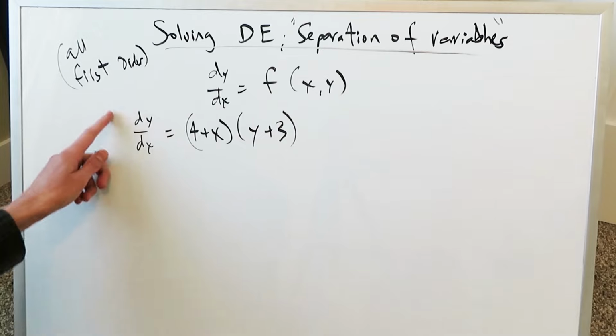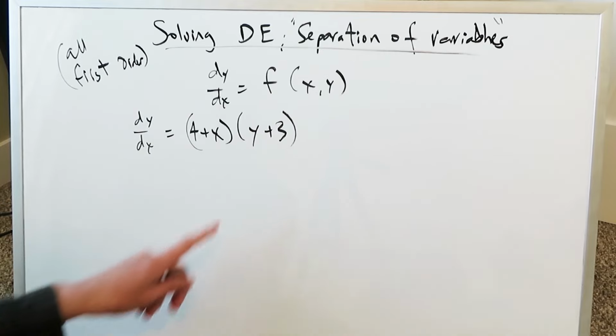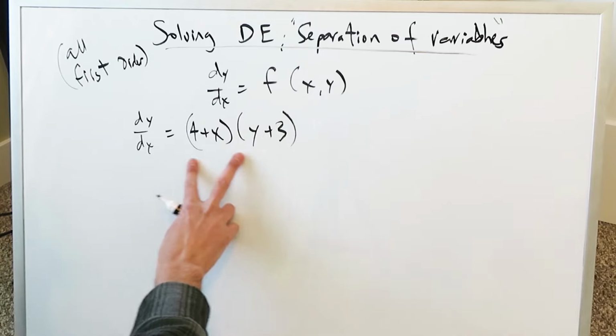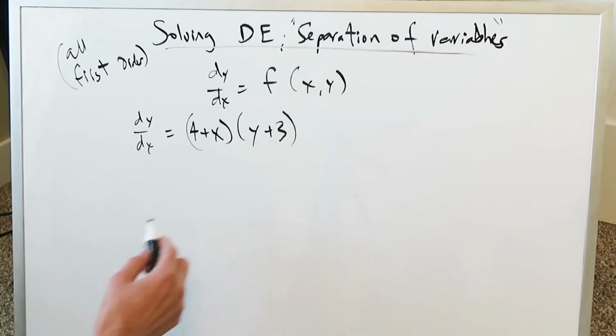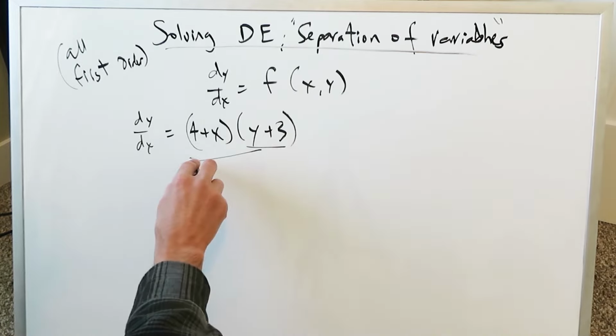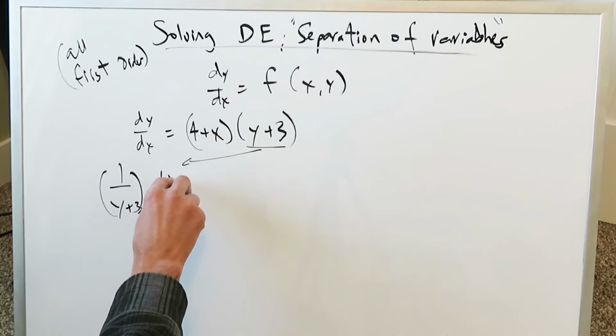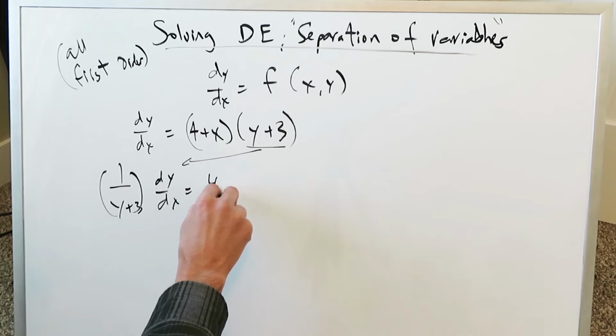We have a differential equation. dy over dx is equal to 4 plus x times y plus 3. How can you go about using the separation of variables to solve this first order differential equation? How about you take this and you bring it on the other side? You'll have 1 over y plus 3 dy over dx is equal to 4 plus x.